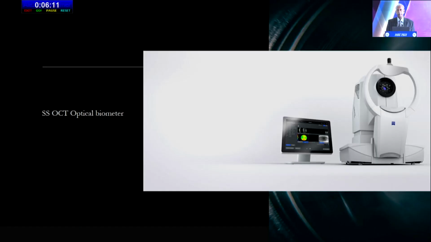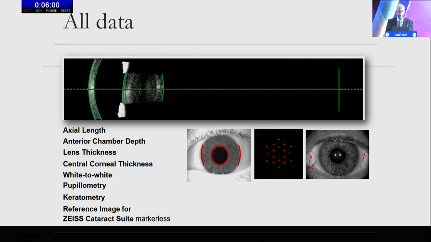SSOCT-based optical biometers can give all of these together. The one that I'm familiar with is the IOL Master 700. There are several other models available which probably are equally good. So what is it that you can get from all of this? I can get the axial length, anterior chamber depth, lens thickness, central corneal thickness, white to white, pupillometry, keratometry, and we can also get the reference image to use on the Callisto markerless system to make your surgery more accurate.